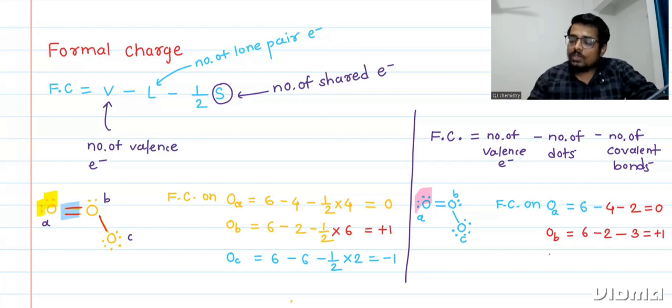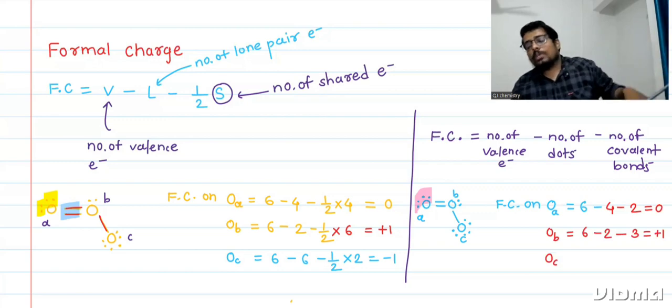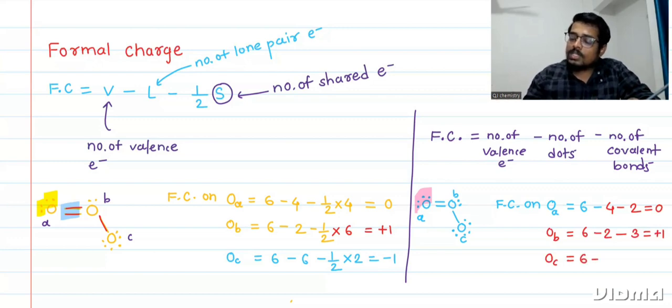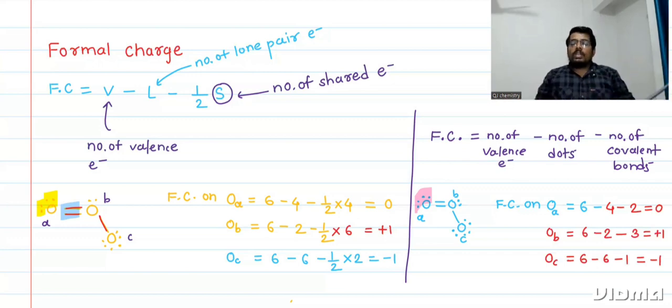Similarly, the formal charge on oxygen C is equal to the number of electrons in the valence shell of oxygen C, 6, minus how many dots are there in total, minus how many bonds are there. Number of lines is 1. So the formal charge on oxygen C is equal to minus 1. By using this trick, we can easily calculate the formal charge on any atom present in a compound.